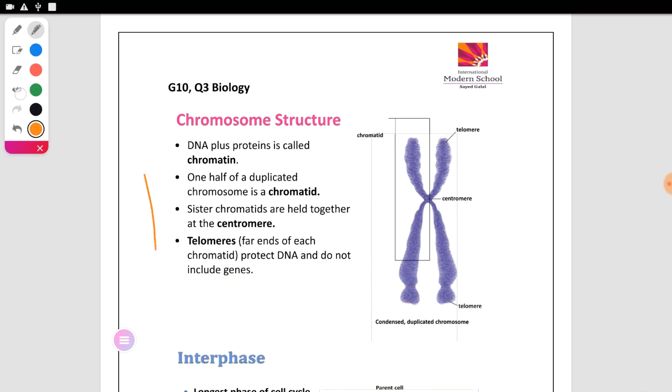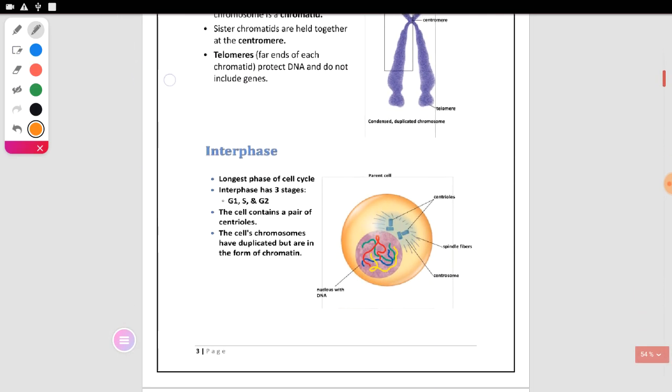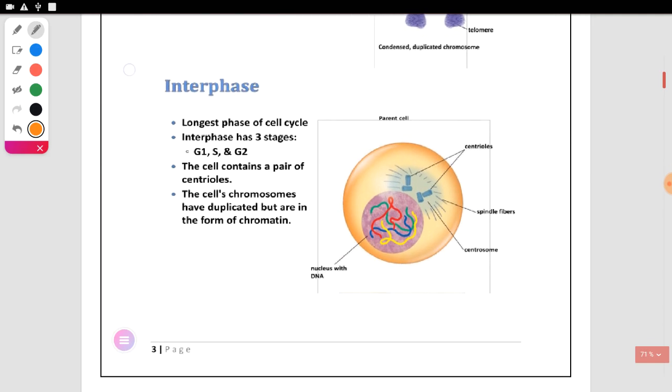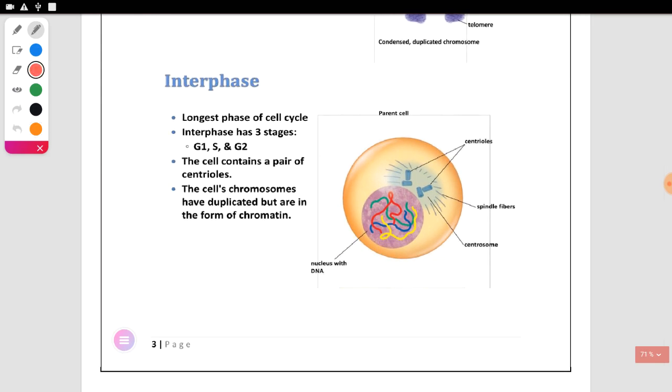Okay, so let's start with the interphase. The interphase is the longest phase of the cell cycle. It consists of G1, S, G2. The cell contains a pair of centrioles. It is important to know how to look at a cell and say in which phase it occurs. Actually, this cell is in the interphase.